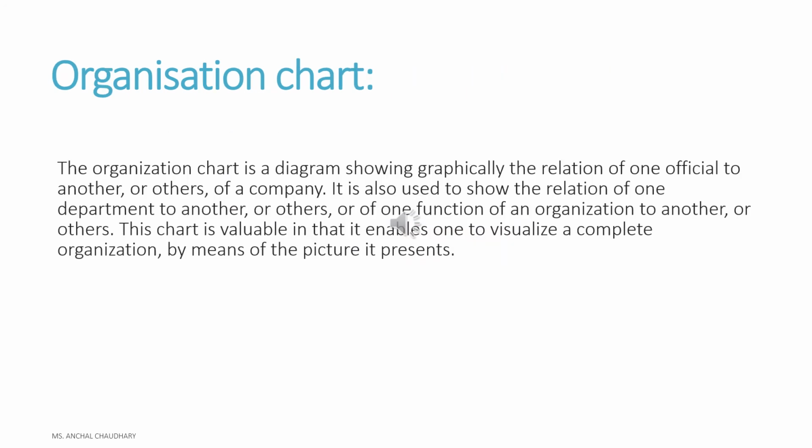Last topic of the day is your organization chart. The organization chart is a diagram showing graphically the relation of one official to another or others of a company. It is also used to show the relation of one department to another or others, or of one function of an organization to another or others. So basically, it is a chart which typically illustrates relations between people within an organization. Such relations might include managers to sub-workers, directors to managing directors, chief executive officer to various departments, and so on.